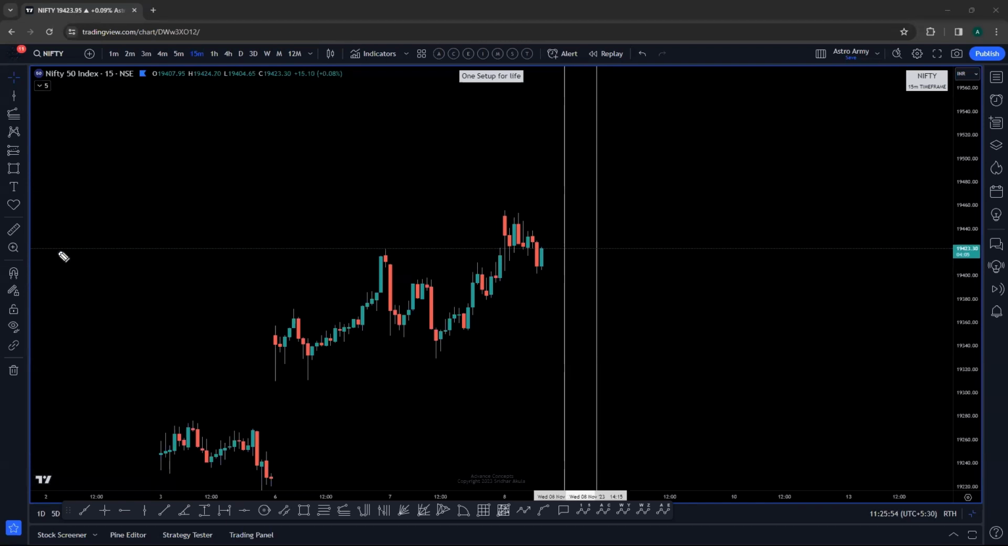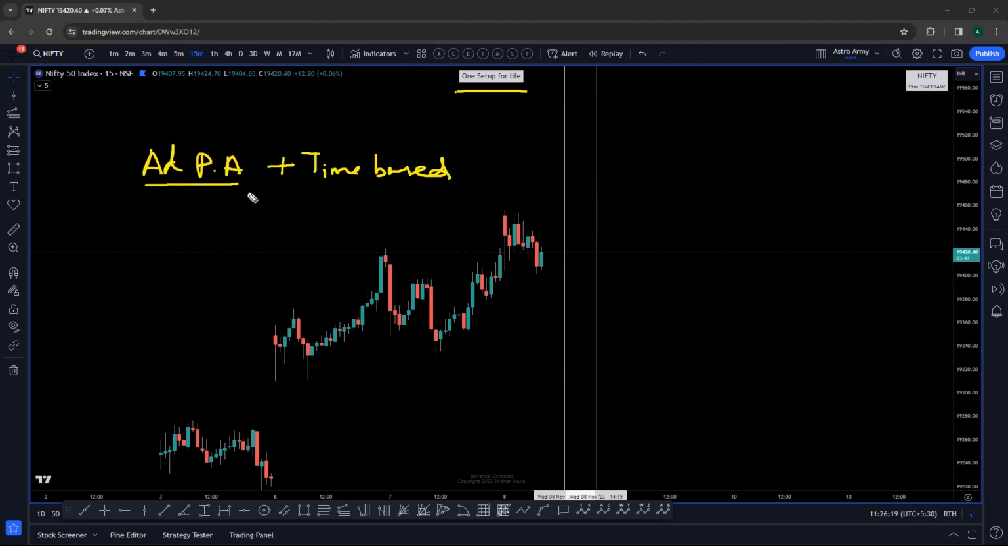So here, what are we doing? We are combining two things. The One Setup for Life model is a part of your advanced concepts. One Setup for Life has two parts. It has advanced price analysis, advanced PA, plus a time-based model. So we are combining two elements here. We're combining time and we're combining price.